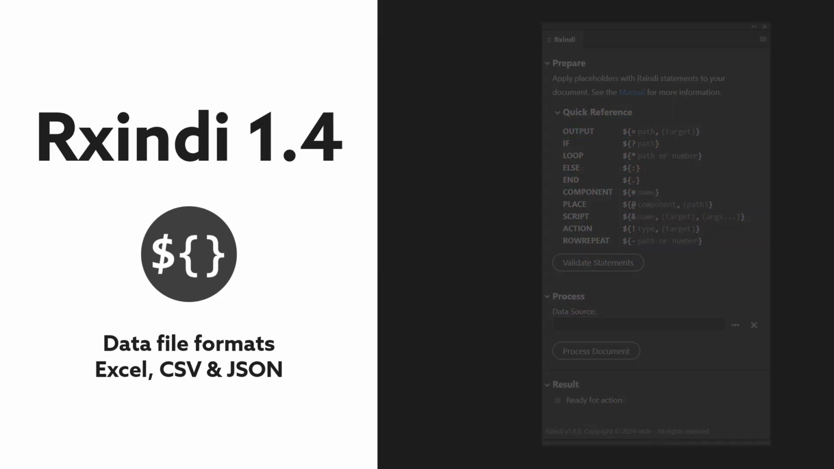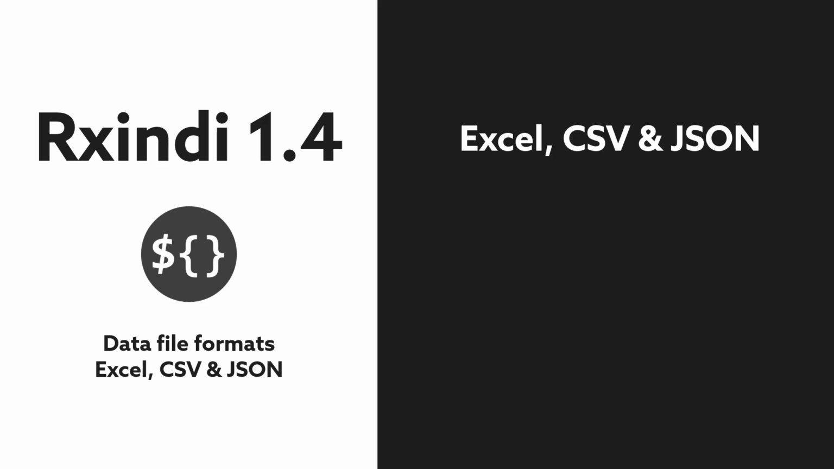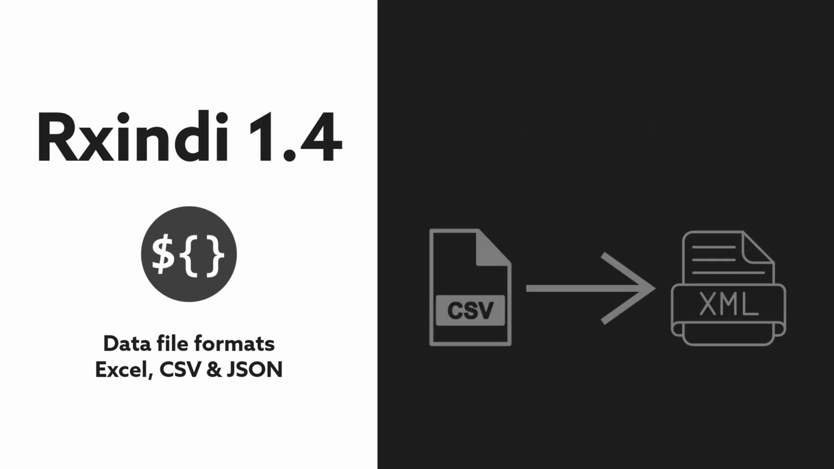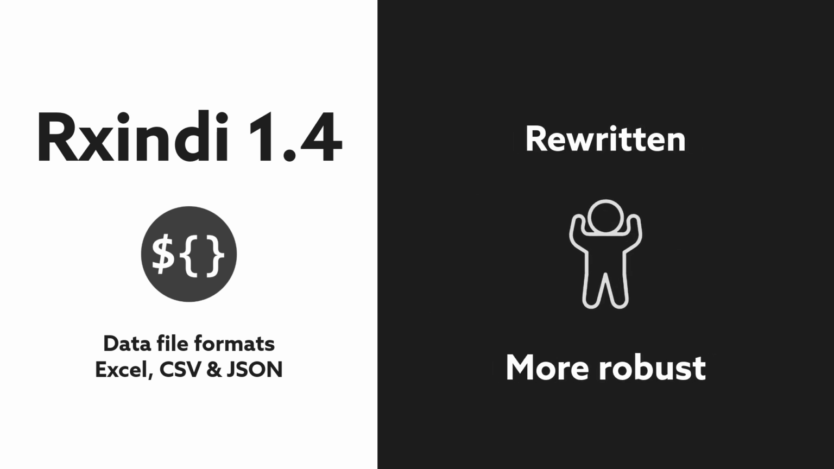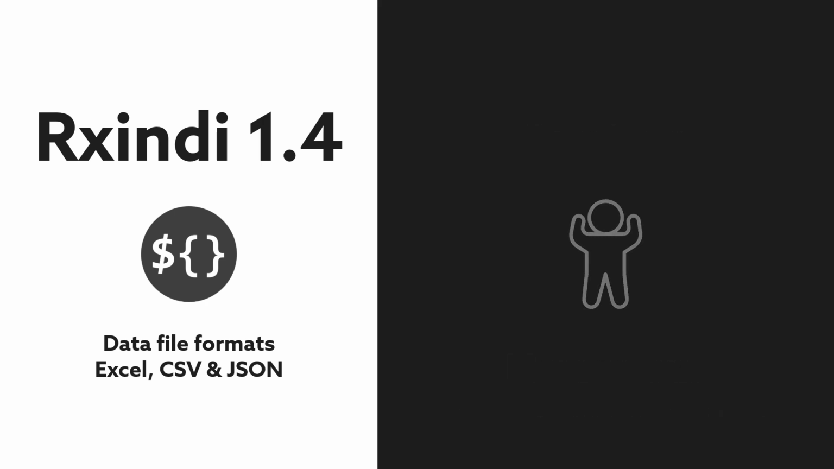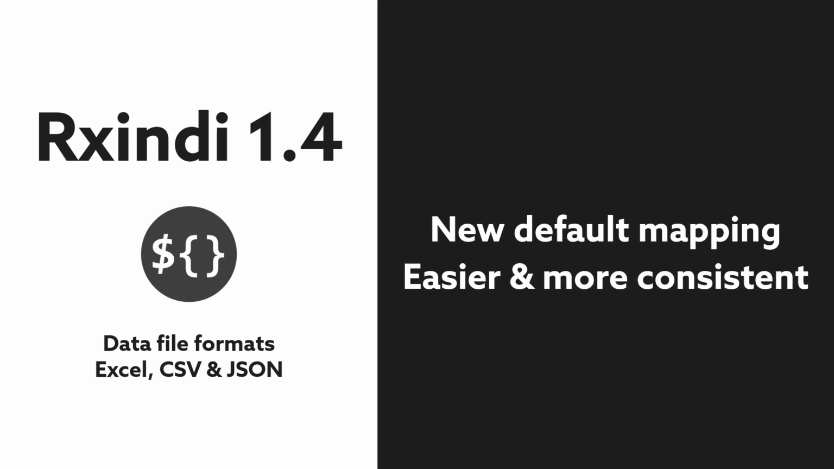Rxindi's native input format is XML, but the file types Excel, CSV and JSON are also supported. Unfortunately, many users faced issues when trying to use such files as input in previous versions. Additionally, the built-in mapping for these files into an XML format was not ideal. In version 1.4, this entire part of Rxindi has been rewritten in a more robust way. This should lead to a much better compatibility on a greater range of systems. Also, the new default mappings have been changed to be easier to use and more consistent.